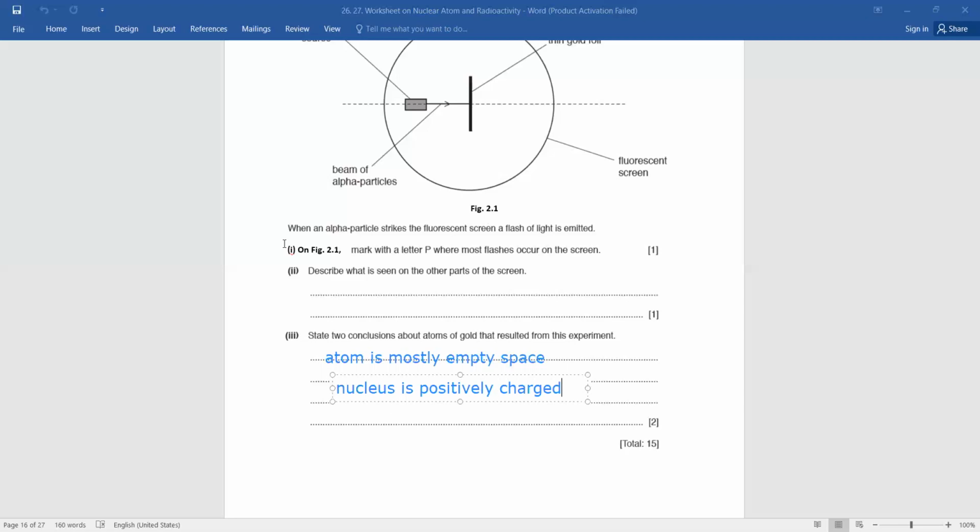And the third finding, they did not mention that one, but the third finding is that the nucleus is the heaviest part of the atom. Okay, that one is the last finding.